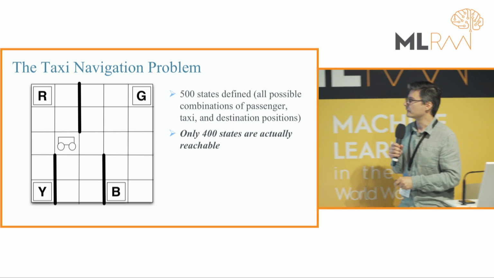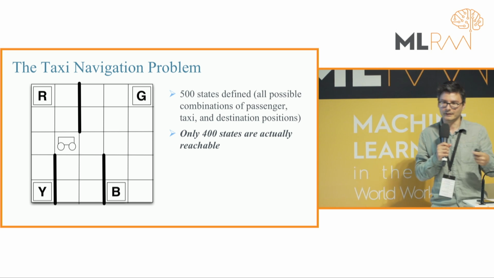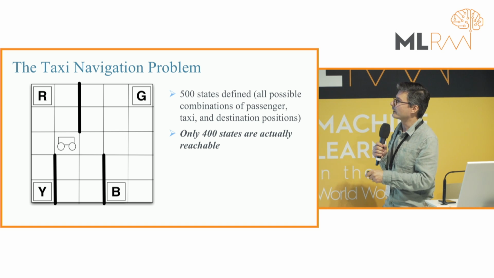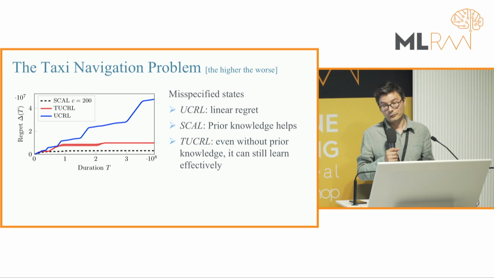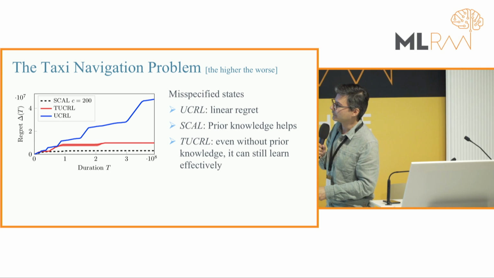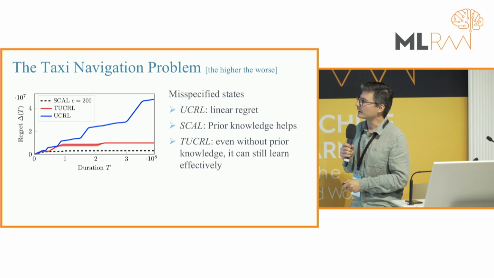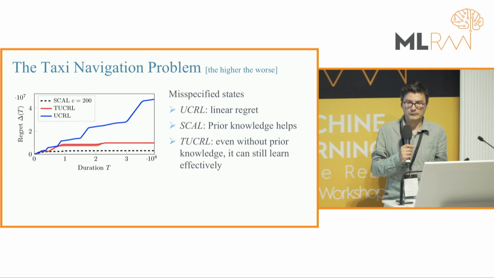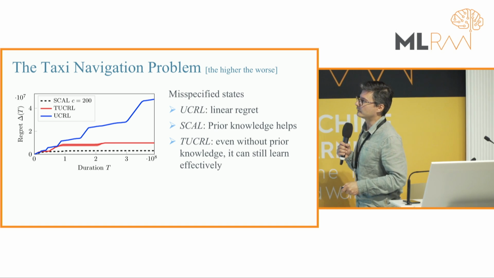So again, an example. This is a kind of famous navigation problem in reinforcement learning, the taxi navigation problem. We have a little car that needs to navigate through the environment and pick up a passenger and put them down. It turns out that if you define the state space in a very natural way, there are 500 states, but only 400 of them are actually reachable. So what happens if you run an optimistic algorithm is that the cumulative regret just keeps growing and growing and growing in an unbounded fashion. On the other hand, the algorithm that we have is able to learn which states are reachable and learn a good policy near to the optimal one as time progresses.